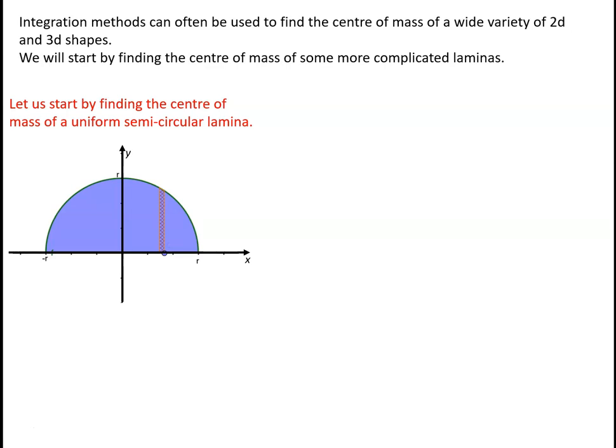So let's suppose that we've got a semicircular lamina of radius r. We're going to set up the axes so that the x-axis corresponds to the diameter of the semicircular lamina, and the y-axis is perpendicular to the x-axis as usual. Clearly, if we've got that, then x bar is going to equal 0, since x equals 0 is a line of symmetry.